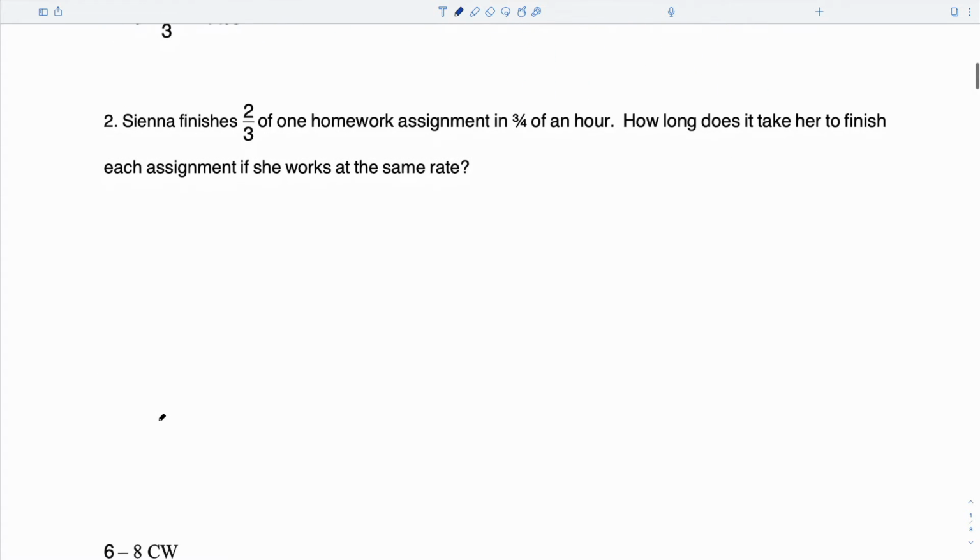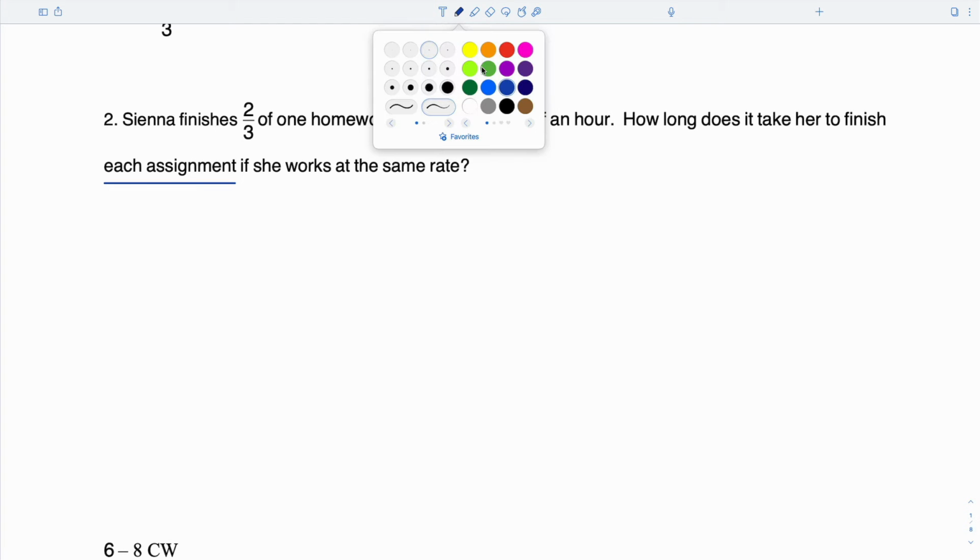Number 2. Sienna finishes 2/3 of one homework assignment in 3/4 of an hour. How long does it take her to finish each assignment? I am looking for one assignment. In my head, I'm thinking unit rate.